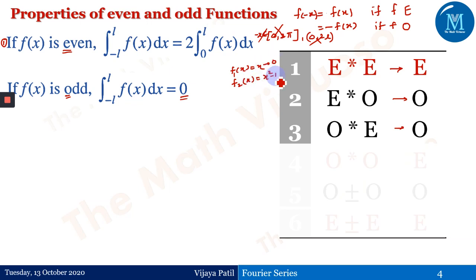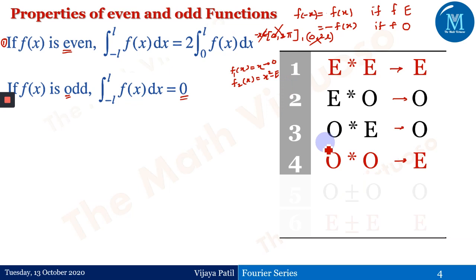You can easily check that even into even gives even, because x square into x square gives x to the power 4, which is again an even function. Then even into odd gives odd: x square into x gives x cube, which we have seen is an odd function. Similarly, odd into odd gives an even function: x into x is x square, which is again an even function.